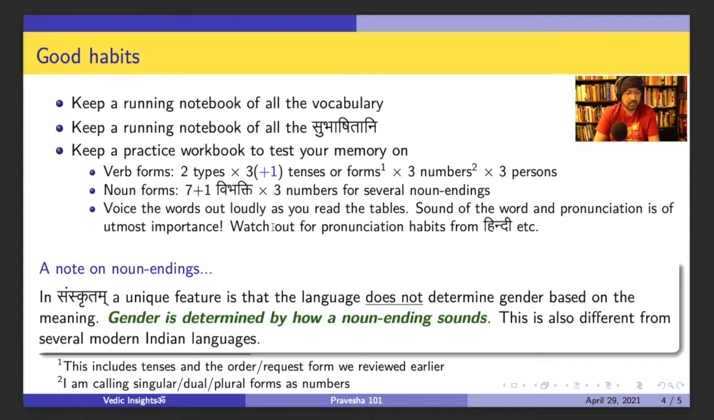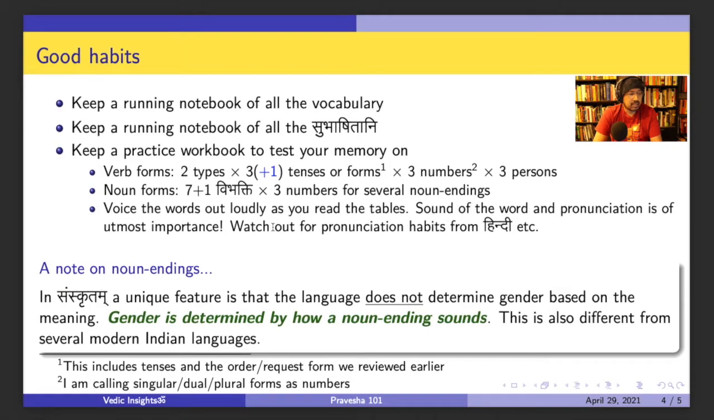And for noun forms, it's 7 plus 1. The 1 is a sambodhana. So when you say hey Ram, it is like a very different thing, compared to just Ram. So 8 times 3, 24. So you get clusters of 24 for every ending of a noun. So write them down in a book somewhere, or record yourself speaking or reciting them. Do your thing, whatever works for the memory.